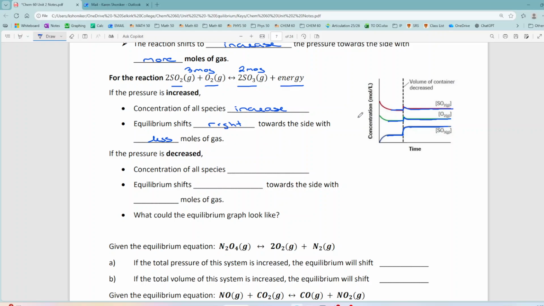I didn't put that into words, but you can see it in the diagram. You can write it if you want. So the concentration of sulfur dioxide and oxygen decreases, the concentration of sulfur trioxide increases to compensate for the shift. If you were to decrease the pressure, the concentration of all species would decrease. So you're going to want to increase the concentration. So equilibrium will shift left towards the side with more moles of gas.